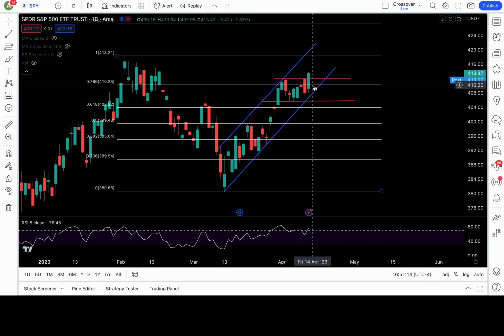All right, so let's keep this simple. As long as SPY is above 412, stay bullish. If SPY breaks below 412, get bearish.